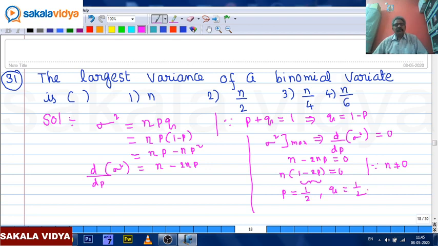When p is equal to half, q is equal to half, the sigma square will be maximum. So, sigma square maximum value is equal to npq when p is equal to q is equal to 1 by 2. Substitute here. So, 1 by 2 into 1 by 2, 1 by 4. So, n into 1 by 4, n by 4. So, third option is the right option.